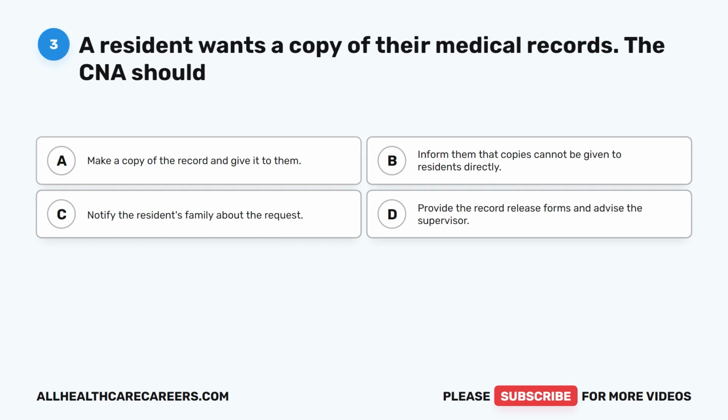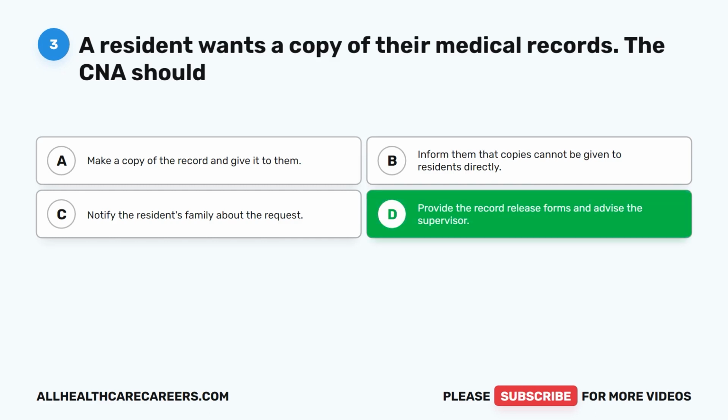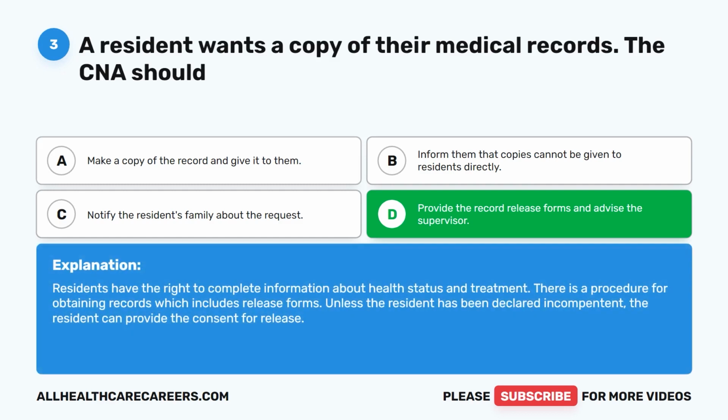The correct answer is D. Provide the record release forms and advise the supervisor. Residents have the right to complete information about health status and treatment. There is a procedure for obtaining records which includes release forms. Unless the resident has been declared incompetent, the resident can provide the consent for release.